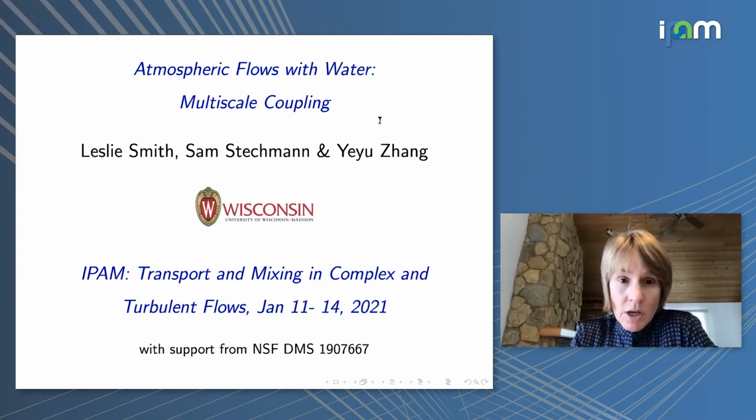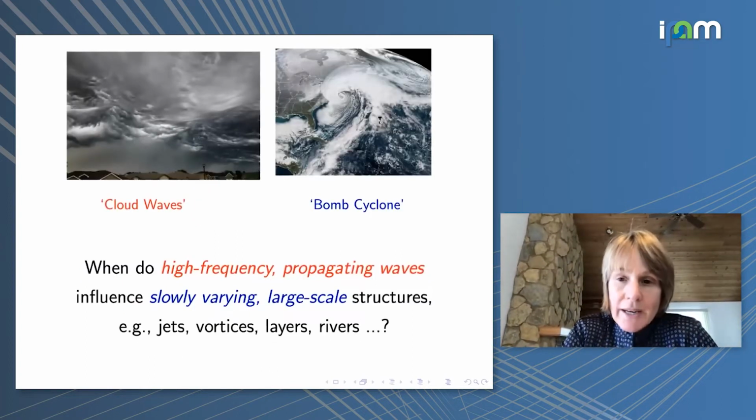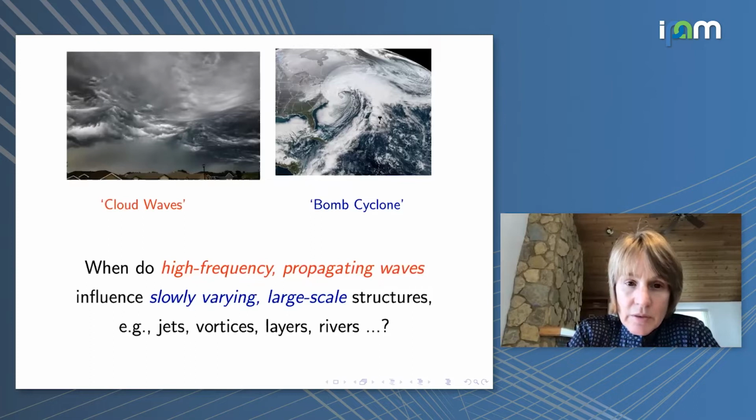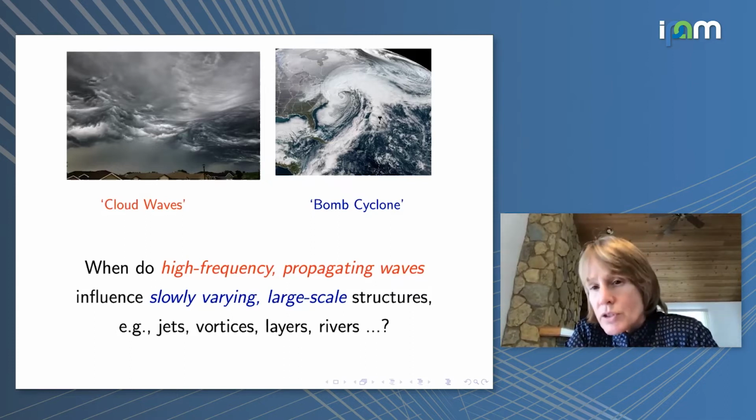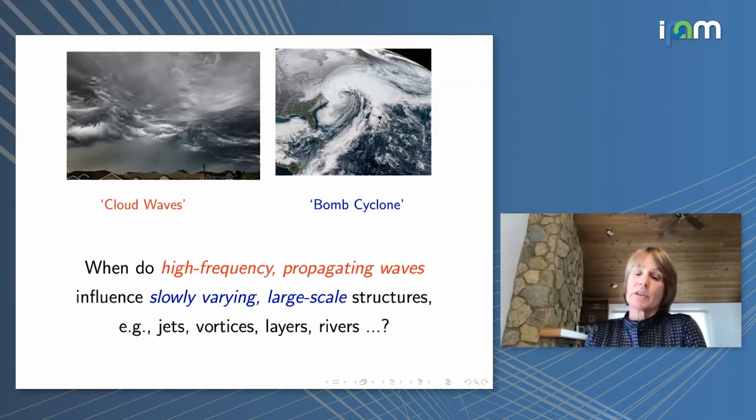results. So the question that we're asking is, when do high frequency propagating waves, such as the cloud waves on the left, when do those waves have an influence on the slowly varying large-scale structures in the atmosphere, many of which are responsible for our weather, such as jets in the form of jet streams, large-scale vortices like hurricanes, persistent layers, atmospheric rivers, and so on.